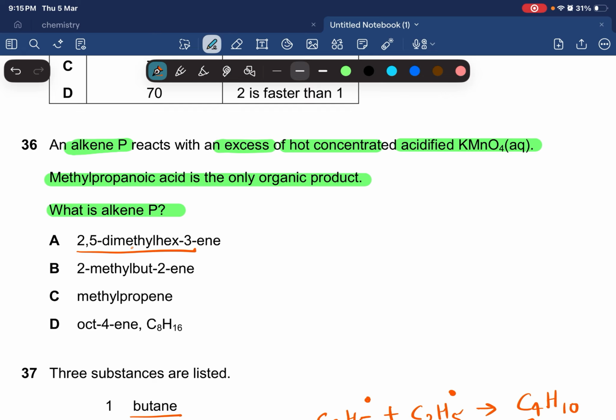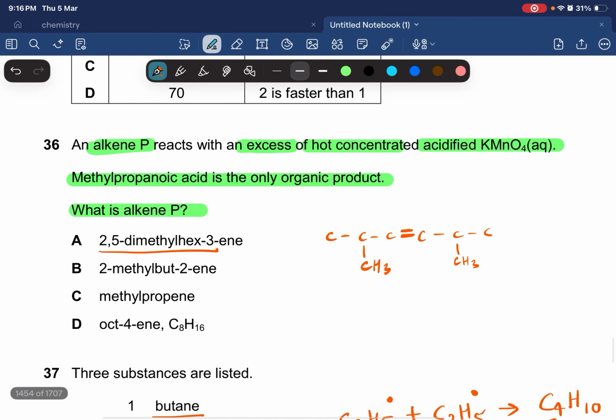So, 2,5-dimethyl-hex-3-ene. Hex-3-ene means 6 carbons. 1, 2, 3, 4, 5, and 6. And then 3-ene, so the double bond is on the third carbon. And then 2,5-dimethyl: 2-methyl, 3, 4, 5. Okay, done. Now I just add the hydrogens, H3, H over here, H over here, H over here, and H3.